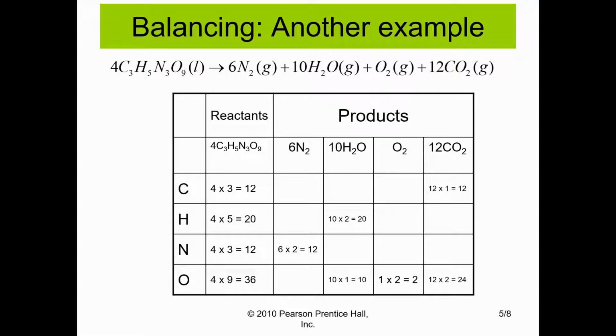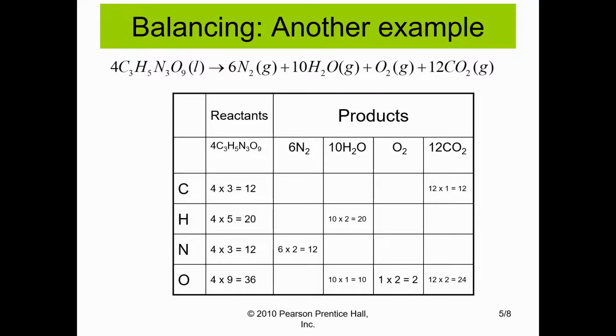Let's take a look at another example with a little bit more detail. In this reaction, we have a liquid, C3H5N3O9, that's reacting to form 4 new compounds. The nitrogen turns into nitrogen gas, the hydrogens turn into water, and then the carbons and oxygens turn into oxygen gas and carbon dioxide respectively. Now this example is a little bit more complicated.